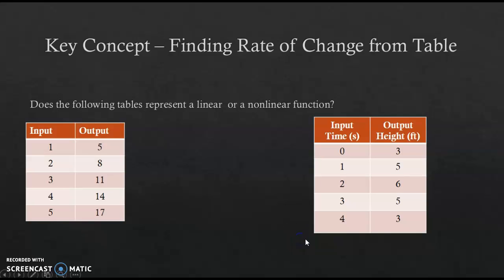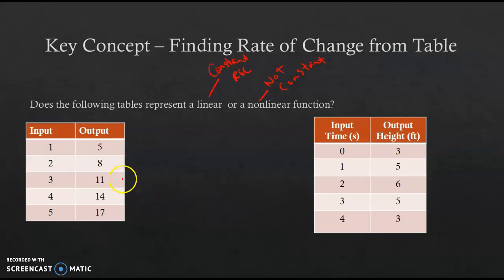Alright, so in this video we're going to be talking about finding rate of change from a table and using that rate of change to determine if the table represents a linear or a nonlinear function. So remember that linear functions have a constant rate of change, which means that a nonlinear function does not have. This would be not constant.